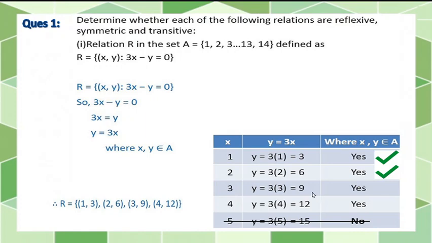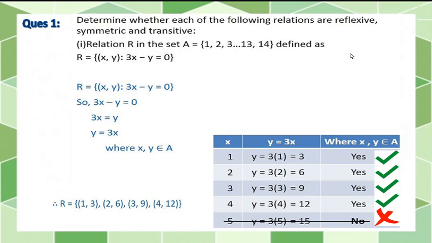x is 3, so y is 9. 9 is also there. So this is also part of relation. (4, 12) is also in the relation. But if we take x as 5, then y is 15. 15 is not the member of this set. So it means (5, 15) will not come in the relation. We basically have 4 ordered pairs.